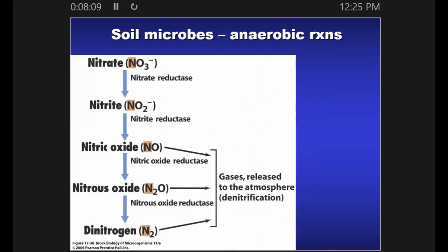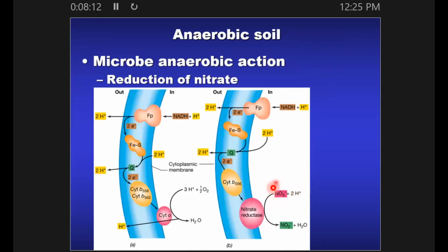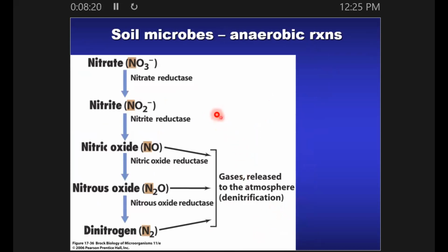What I showed you on the previous slide is nitrate accepting an electron and getting reduced to nitrite. Some microbes do that, and then some microbes can keep going. The big picture idea here is they can take nitrate and push it all the way to gas form, possibly all the way to dinitrogen. These last three molecules are all gaseous, and so those tend to go up out of the soil into the atmosphere.